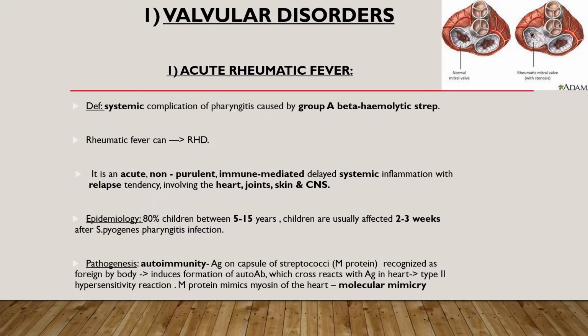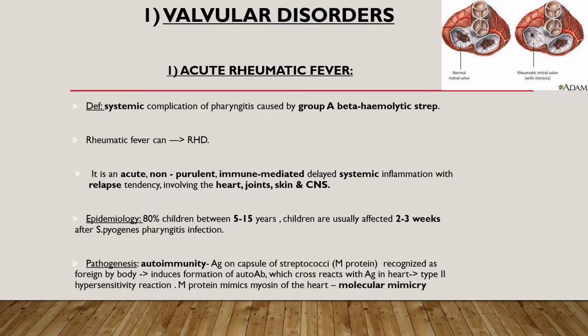The most commonly affected organs are the heart, the joints, the skin, and the CNS. It most commonly affects children between the age of 5 to 15 years, and the incubation period is usually 2 to 3 weeks after an infection with strep pyogenes pharyngitis.